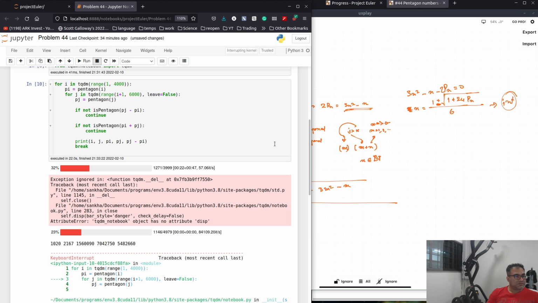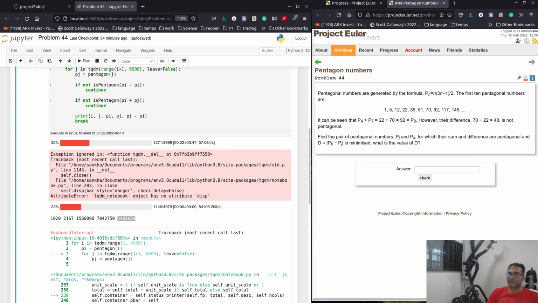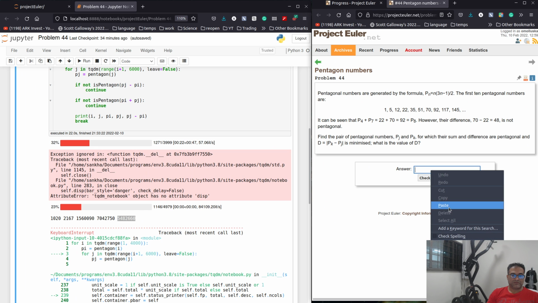I don't know why it did not. Okay, so this one was continuing. I did get values, 1000 and so on. There's a sum. This is the difference. This is the first pentagonal number, pi. The second pentagonal number, and the difference between the two is that. 22 seconds. Okay, let's see.